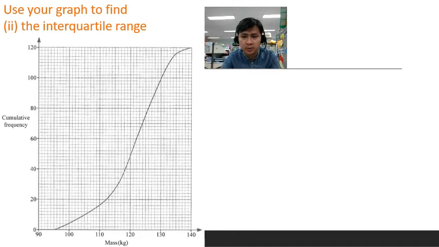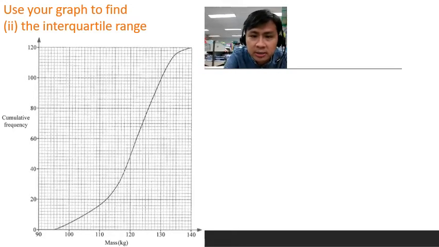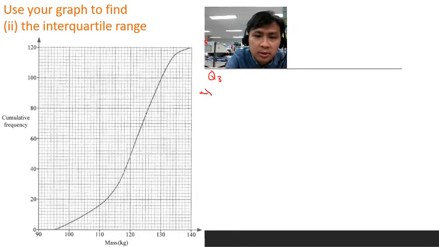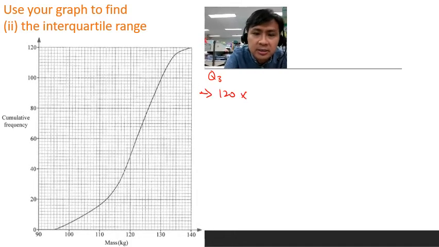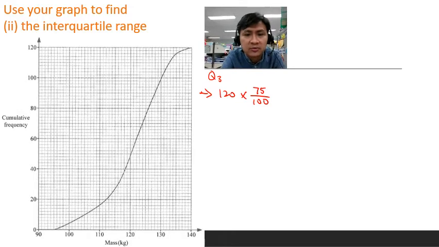As per what we have discussed earlier, the interquartile range comprises two values, the upper quartile and the lower quartile. The upper quartile, being the middle of the upper half, is represented by the 75th percentile. So we can calculate the 75th percentile first. The 75th percentile will just take 120 ships multiplied by 75 over 100. This is how we calculate the 75th percentile.